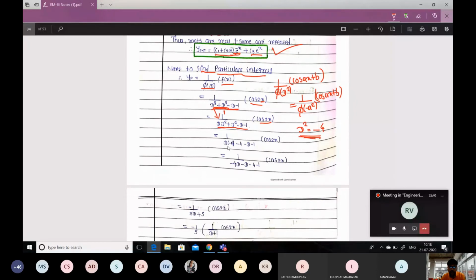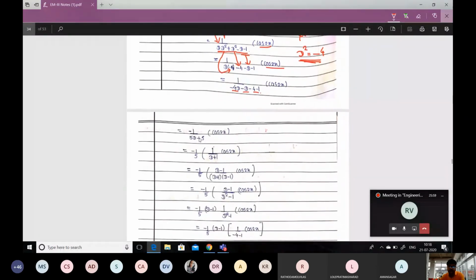Okay, so I'm just putting those values. So instead of this, we get this -4. D into -4, and this D square as -4, and minus D minus 1 as it is, and this cos 2x as it is. Now do the calculation. So this is simply what? -4D minus D minus 4 minus 1, and I'm just taking minus common. So we get -1 upon 5D plus 5, cos 2x. Now I can take 1 by 5 common. So -1 by 5 outside, and inside we have 1 upon D plus 1, cos 2x.